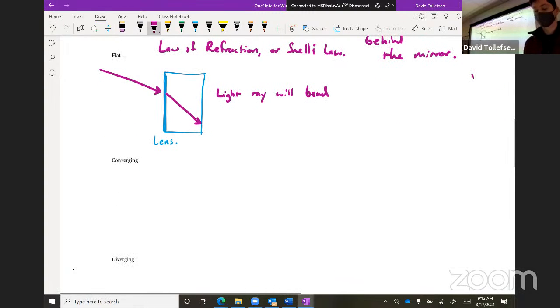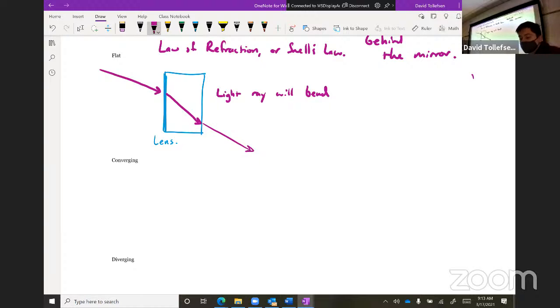Why did it say light may? Light ray will bend. If it's straight on, the light will just pass straight through. But if it's at an angle, it'll bend.